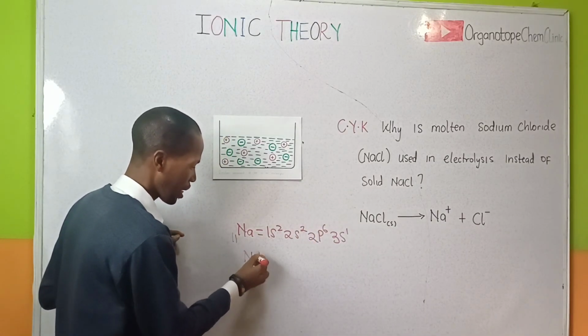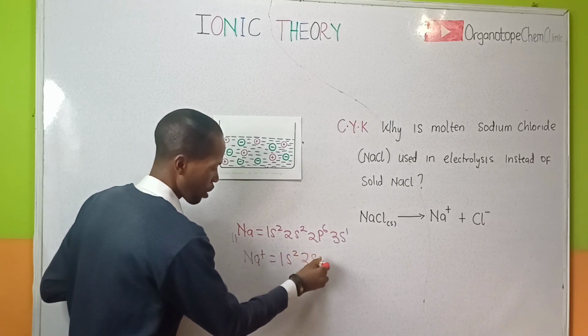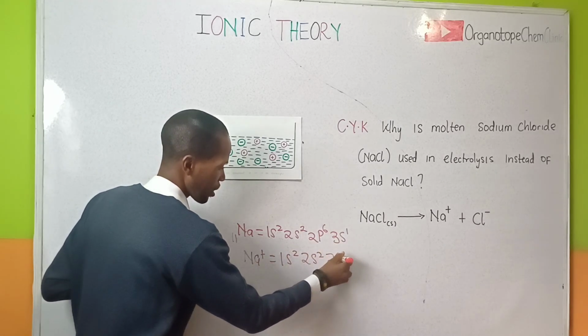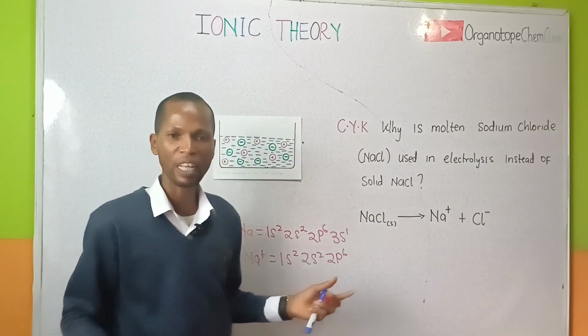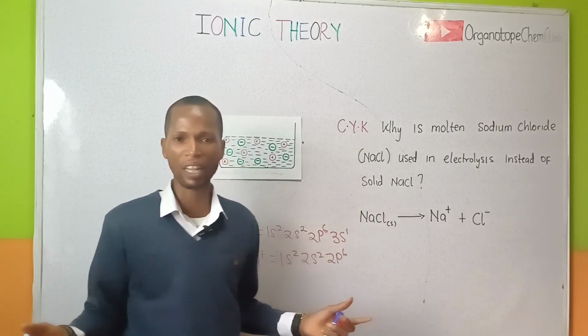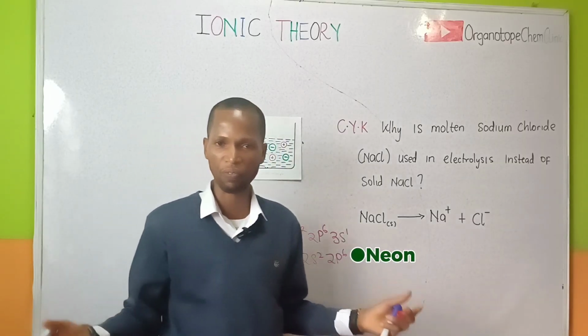So this is the sodium ion. We have the electronic configuration 1s2, 2s2, 2p6. It is observed right here that the sodium ion assumes the electronic configuration of which element? That's right, it assumes the electronic configuration of neon.